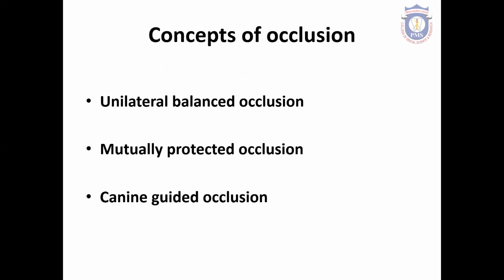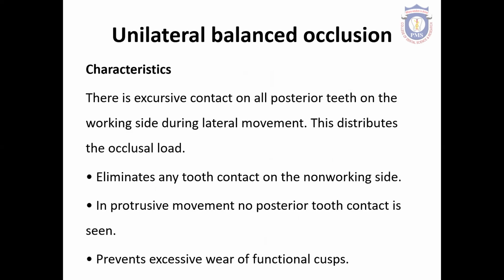Coming to concepts of occlusion, we have unilateral balanced occlusion, mutually protected occlusion, and canine guided occlusion. What is unilateral balanced occlusion? Characteristics of unilateral balanced occlusion: there is exclusive contact on all posterior teeth on the working side during lateral movement. This distributes the occlusal load.